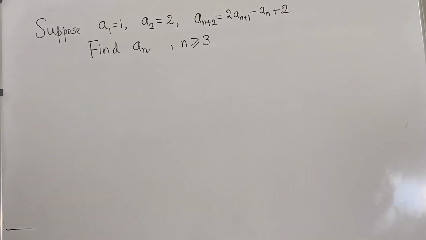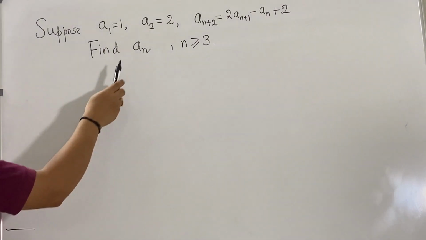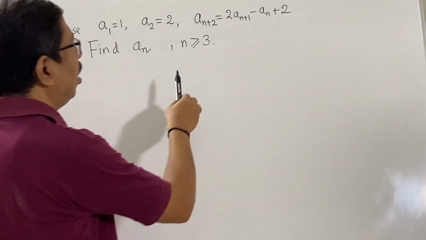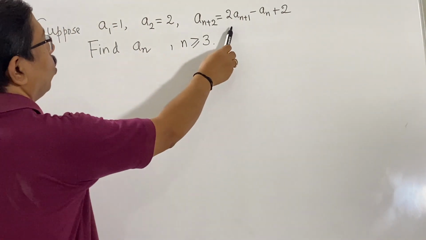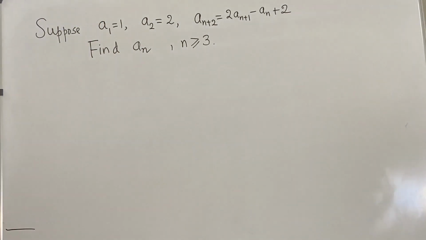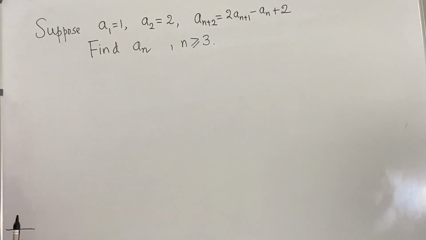In this edition, we will be looking at this problem, which states that suppose we have a sequence whose first term a1 is 1, the second term a2 is 2, and a(n+2) is equal to twice a(n+1) minus a(n)+2. Then we have to find the value of a(n) for every n.